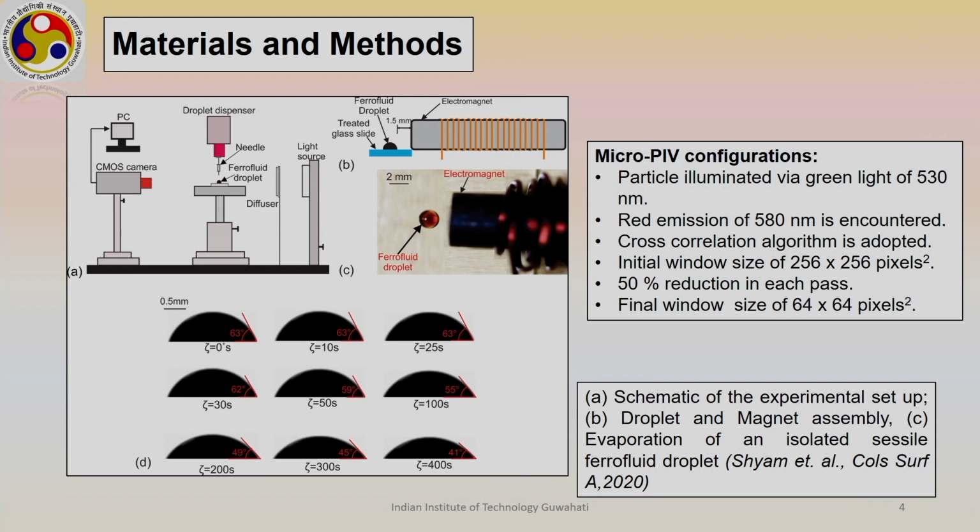So, I am not going to discuss the materials again. We have used a ferrofluid droplet. The droplet has iron nanoparticles. These nanoparticles are intentionally mixed with the DI water, I mean ferrofluid, to produce a ferrofluid droplet. What is the objective? The objective is to create an internal flow structure using a magnetic field.